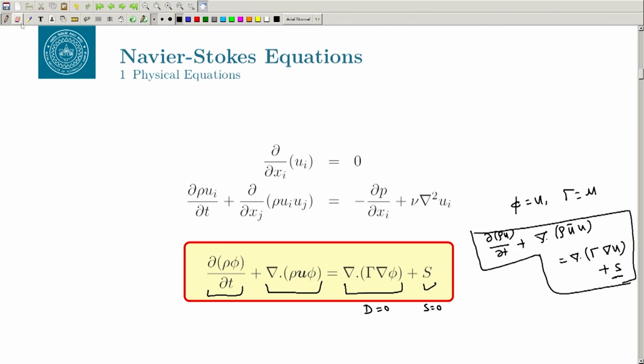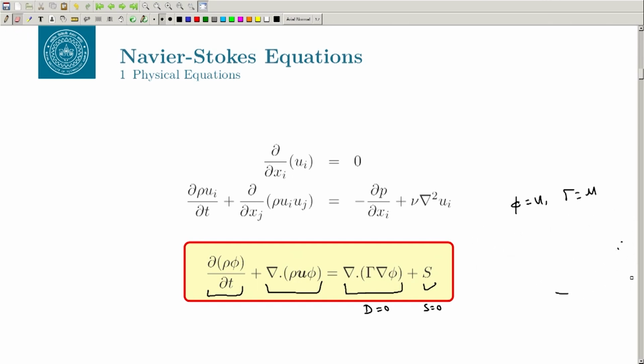If you replace phi by E now, then what you will get? You will get the energy conservation, okay. How will you do that? Del by del t rho E plus del dot rho u E, and see I have not put the pressure gradient term, but that can be absorbed here in phi, okay.